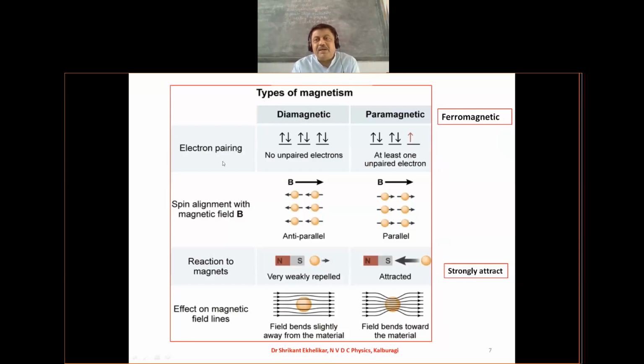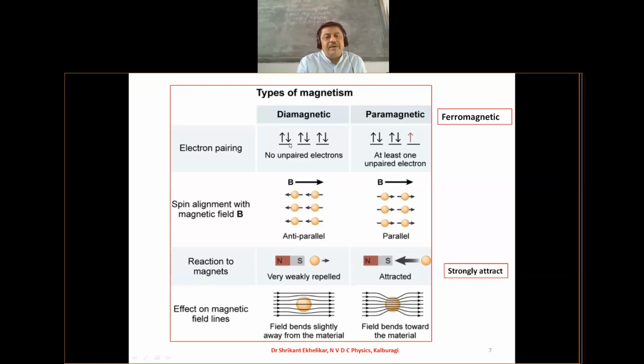So, electron pairing in an atom. If in the orbit all the electrons are paired, one will be spin up, another spin down, then up, down, up, down. In this kind of material, because of Pauli's exclusion principle, both cannot be up or both cannot be down. That is not allowed. So spin up and spin down are two different electrons.